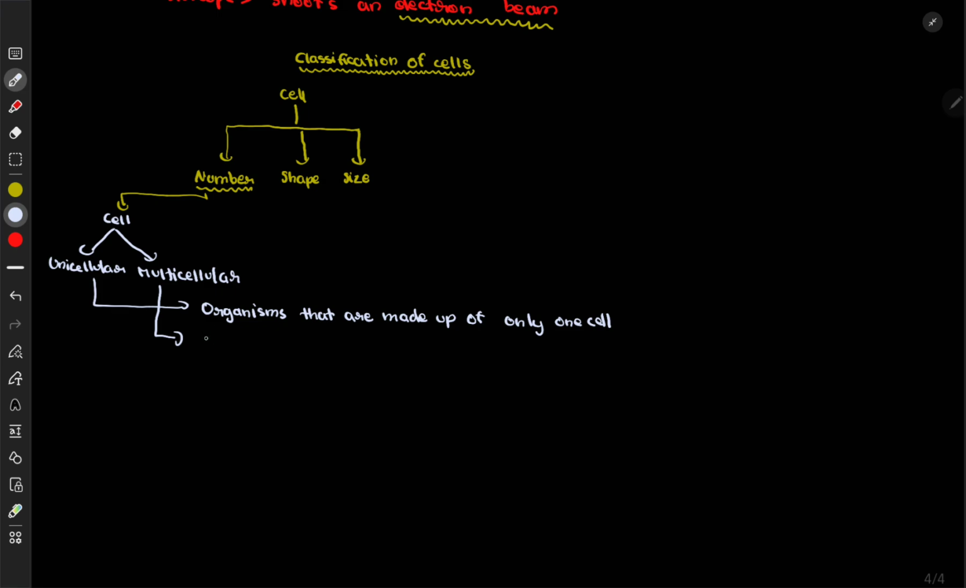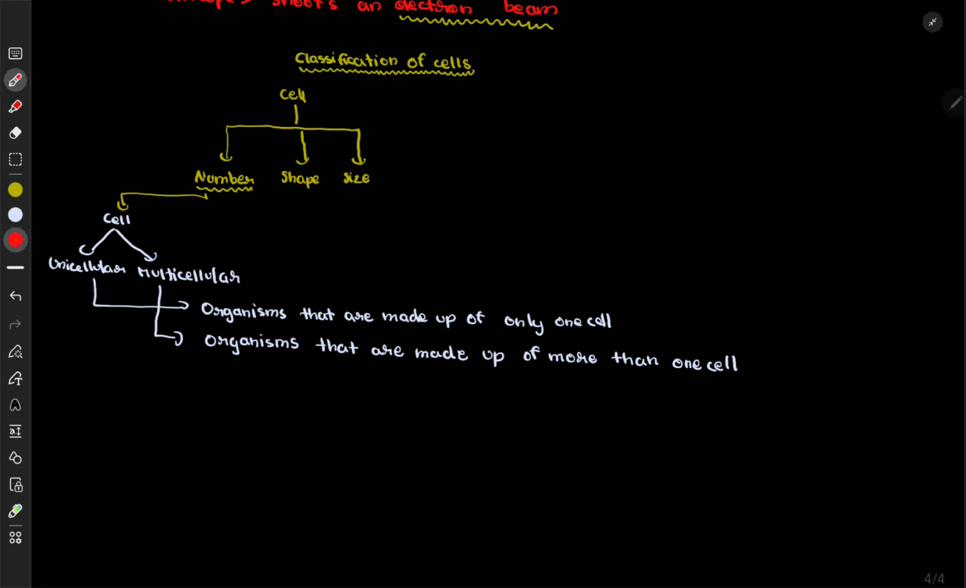Multicellular organisms are organisms that are made up of more than one cell. Fine. So these are the two types of organisms.